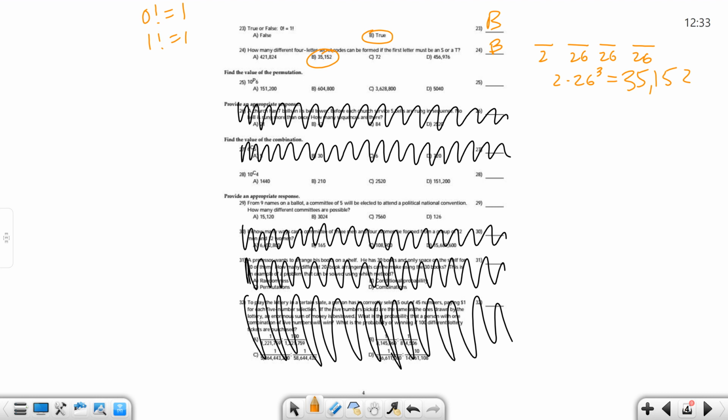There is a button again on your calculator, nPr, so 10 nPr 6 for this, for permutations. And it's 151,200, which is A.